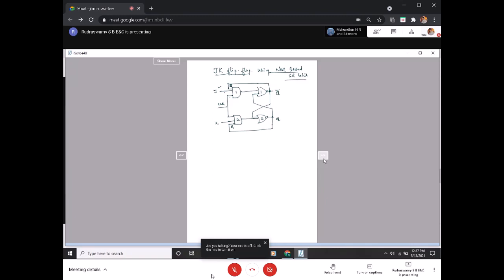Similarly, construct the JK flip-flop using NAND based SR latch.